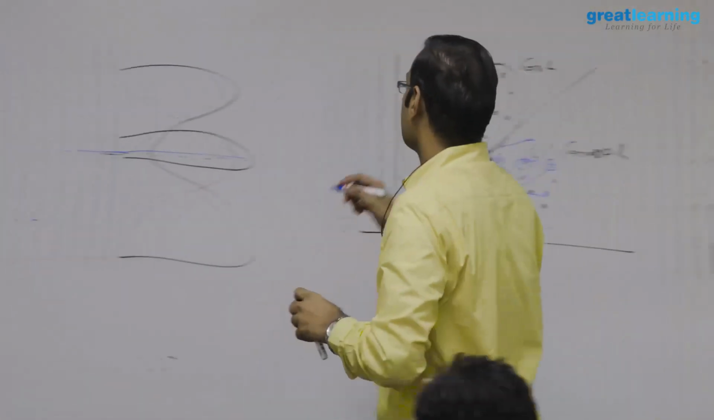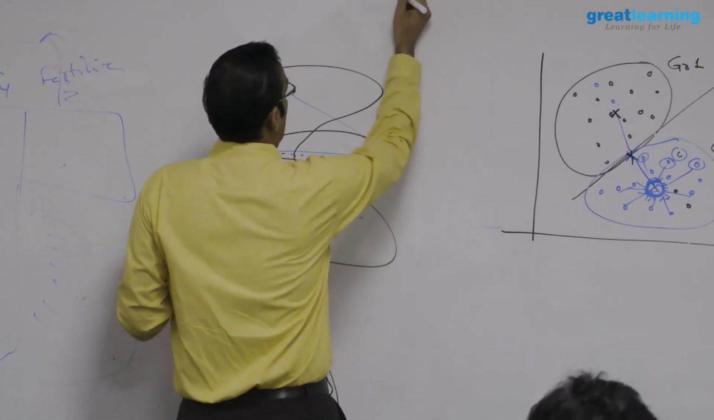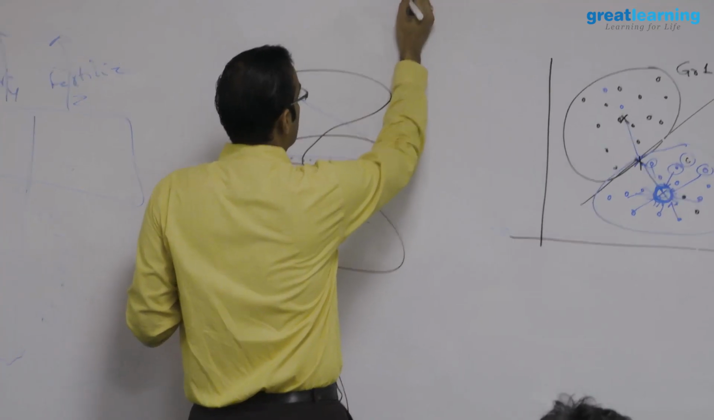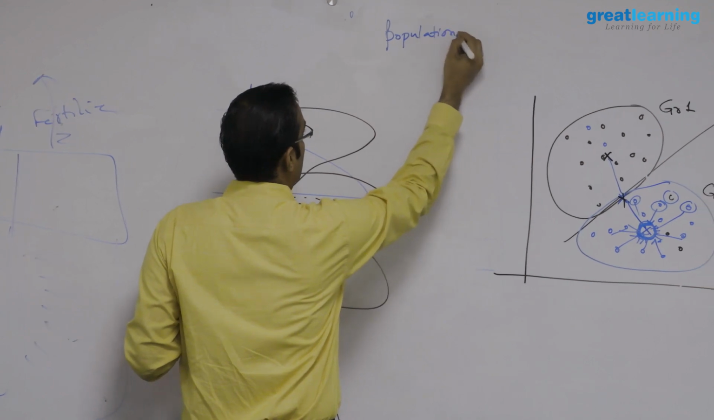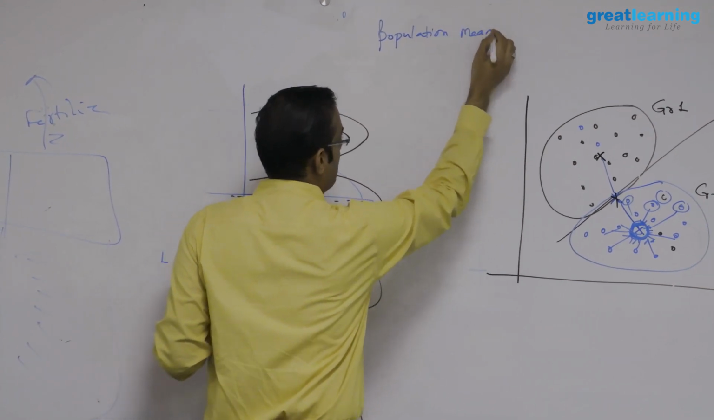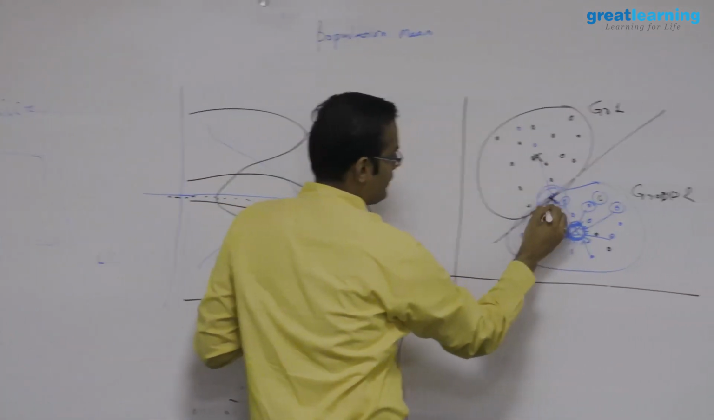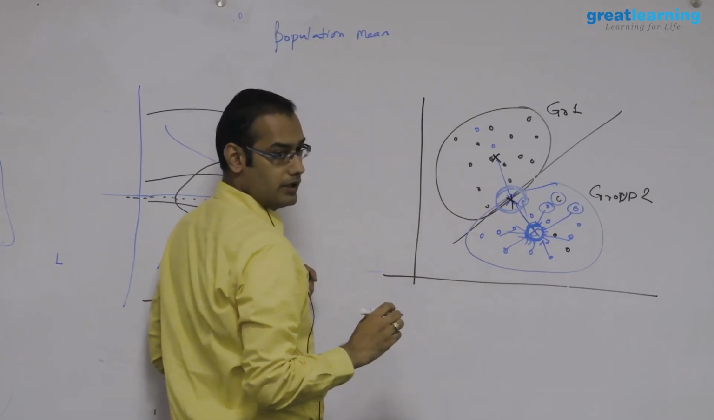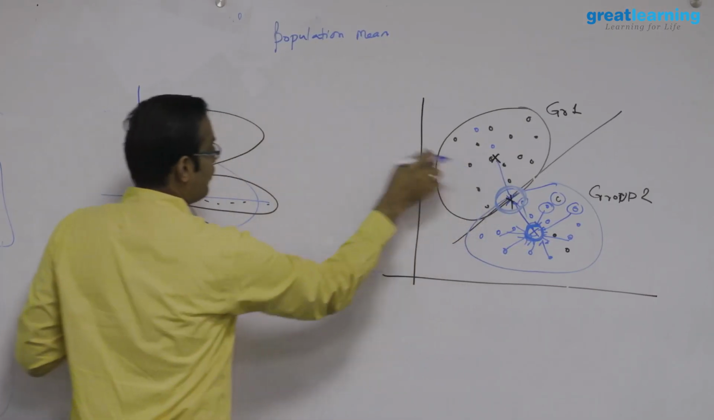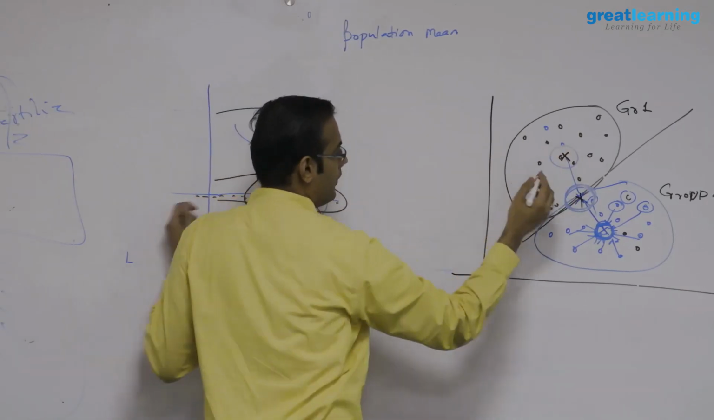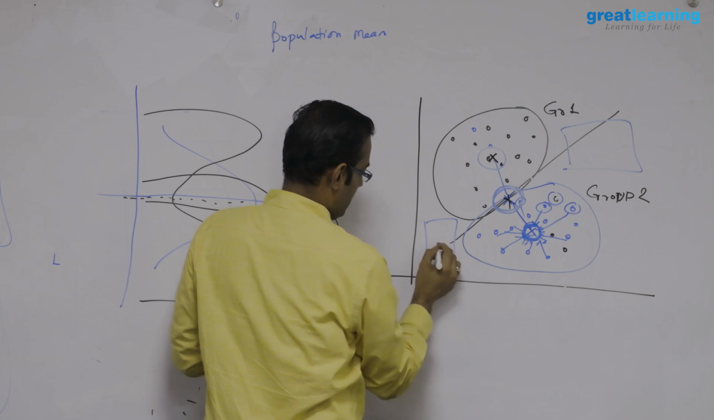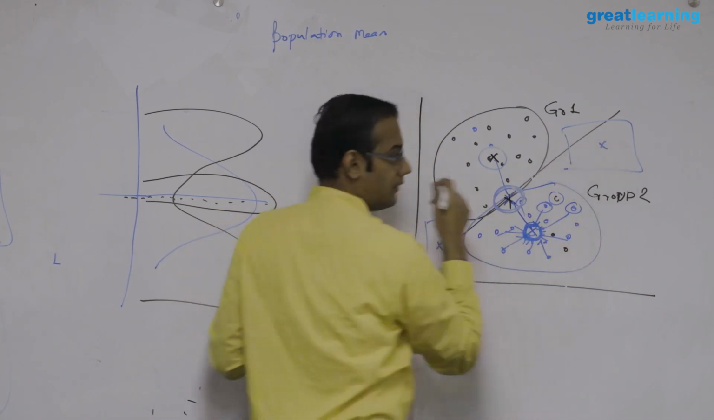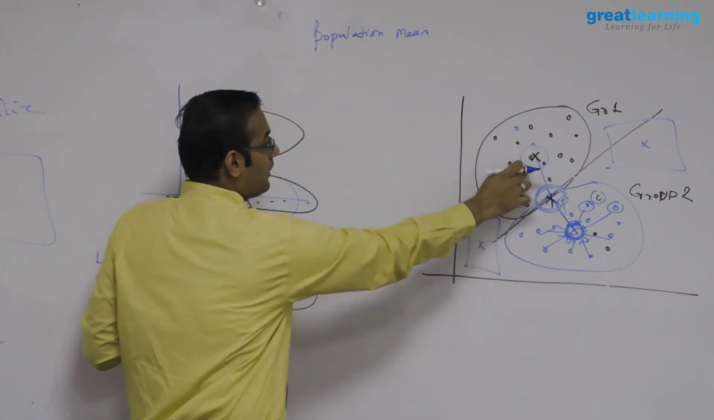Let's understand that. I know the population mean. This is the point where my population mean is. I know the position of group 1. Let's have one more group here. This is the mean. I know the mean of group 1.